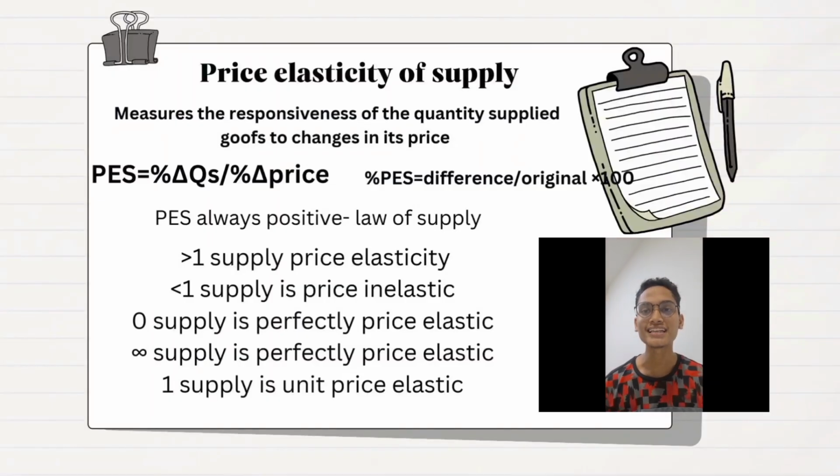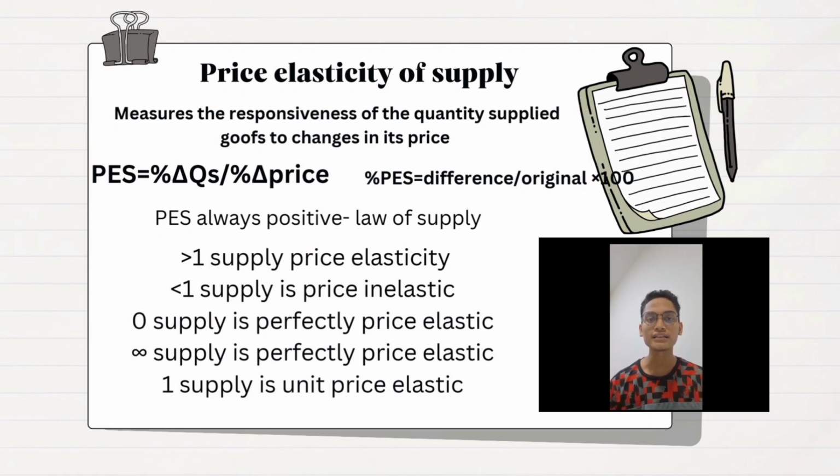What is price elasticity of supply? Price elasticity of supply measures the responsiveness of the quantity supplied of a good to changes in its price. According to the law of supply, the greater the price, the greater the quantity supplied, and vice versa, the lower the price, the lower the quantity supplied. So we need to measure exactly how much. If the price goes up and the quantity supplied goes up, how do we measure it?